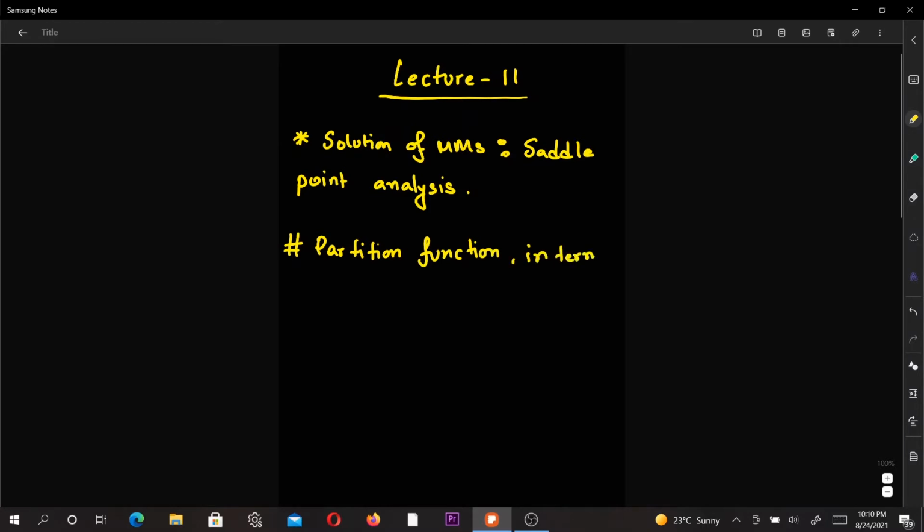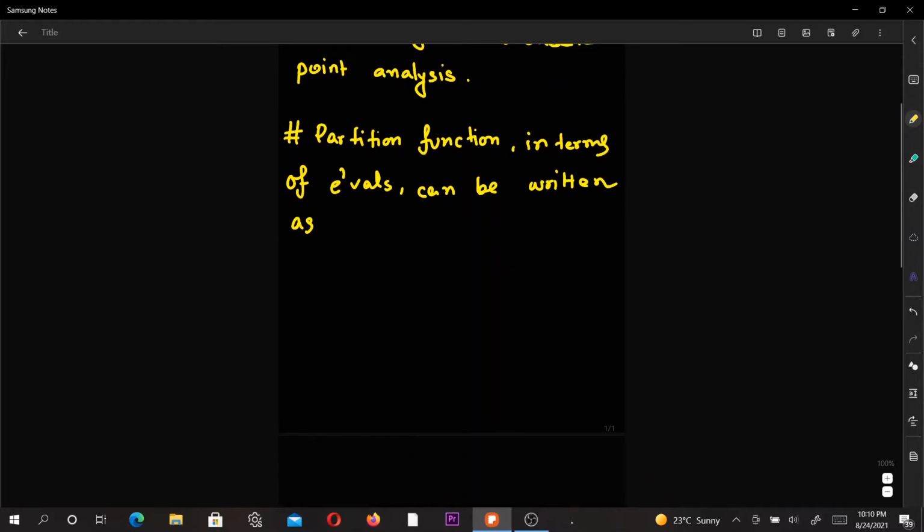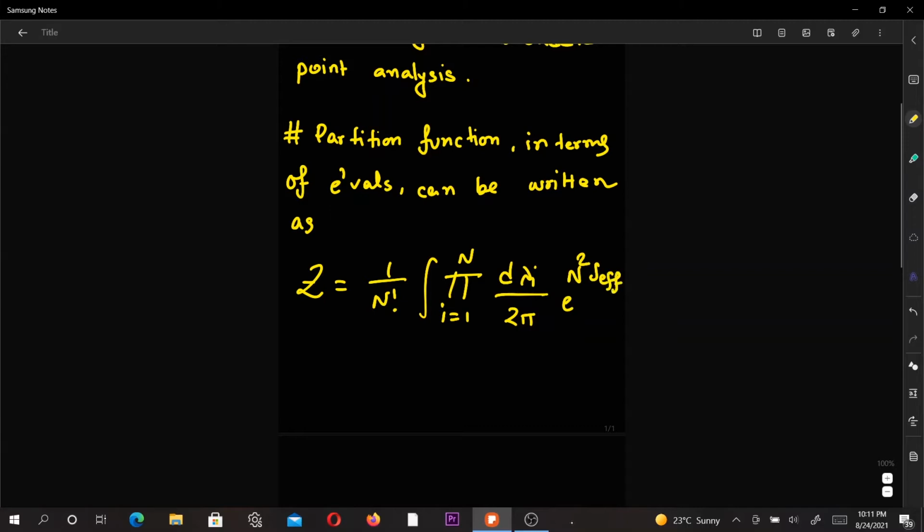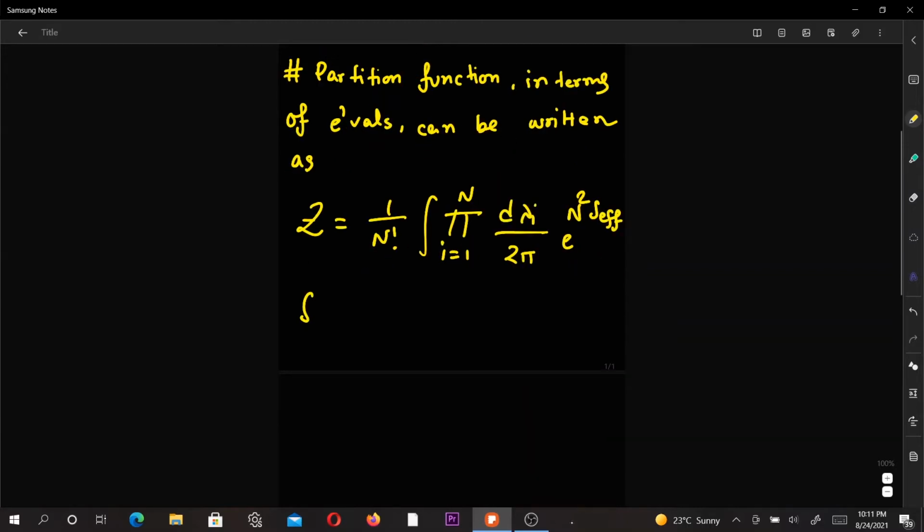In terms of eigenvalues, you can write the partition function like this: product of N d lambda_i over pi, exponential of minus N squared S effective, where S effective is this thing, with t and N.